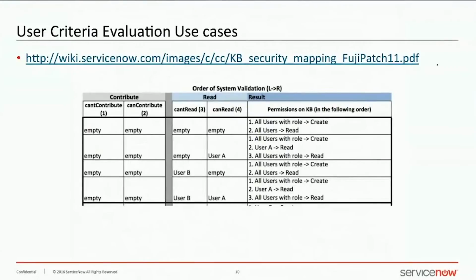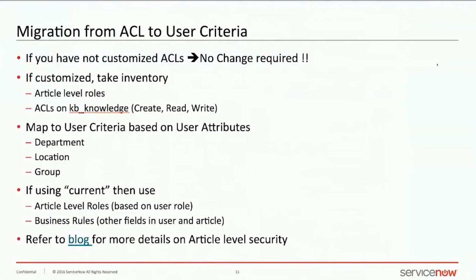So how do you migrate your ACLs to user criteria? First of all, if you have not customized your ACLs, no change is required. If it is out of the box, user criteria, once you apply them, there will not be any change required. If you have customized, you should take inventory. You should take inventory of the ACLs that have been implemented at the article level, and the roles that have been implemented at the article level.